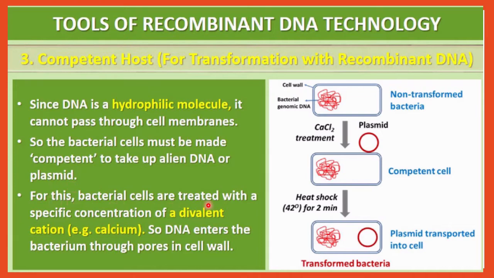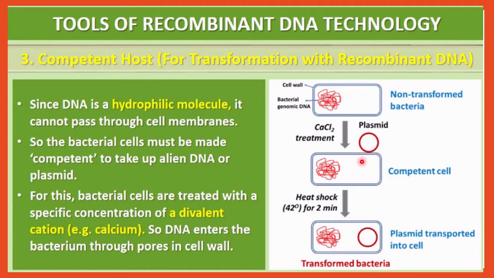Bacterial cells are treated with a specific concentration of a divalent cation, for example calcium. Calcium you know very well; calcium is positively charged. So if you give the bacteria the calcium chloride treatment, what happens? The cell surface or cell membrane will be covered with calcium ions, and as a result it will become positively charged.